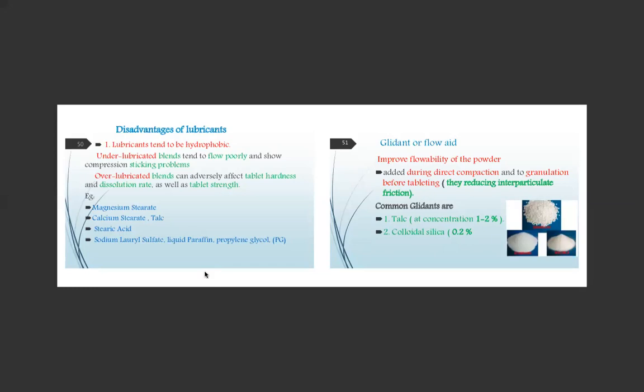Glidant or flow aid improves flowability of the powder. This is added during direct compression and granulation before tableting. Again, this is a kind of lubrication only, again to reduce the friction. But what we choose is important, whether it is to reduce the friction between particles or the friction between particles and the hopper, which is a part of the machine. Examples: talc and colloidal silica.